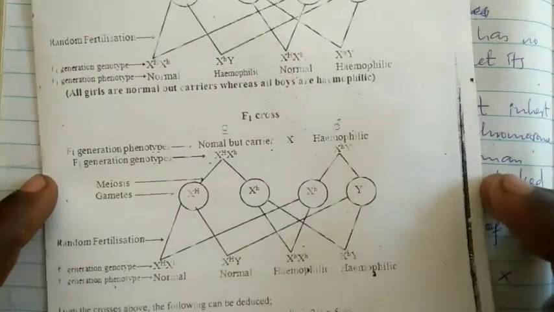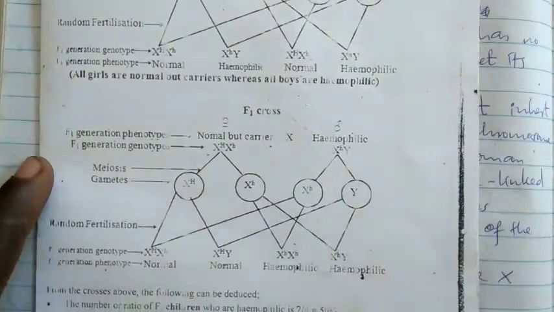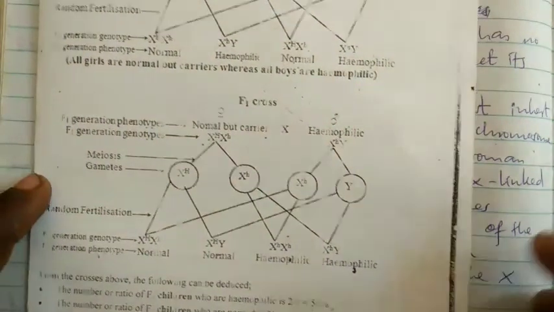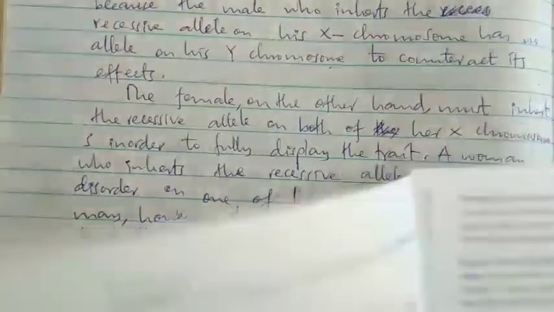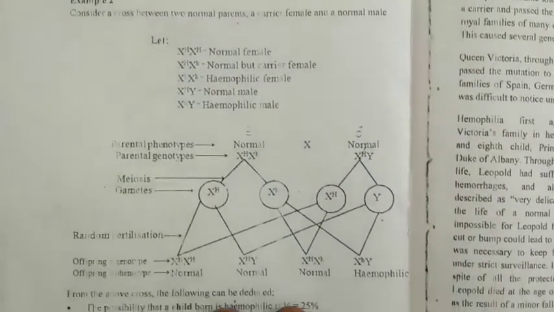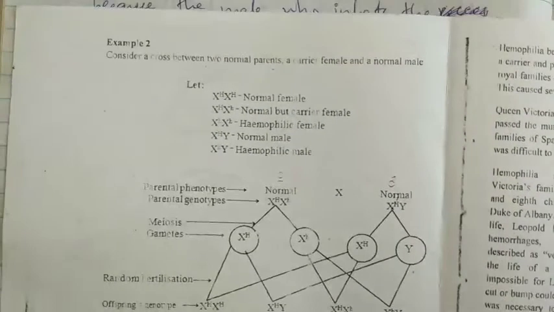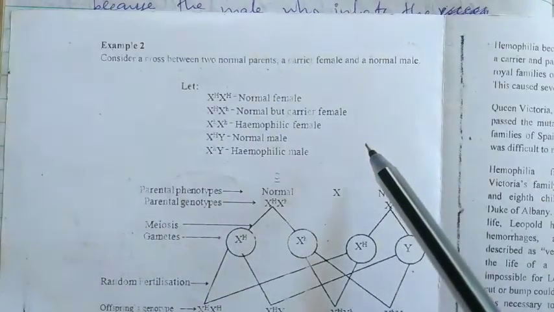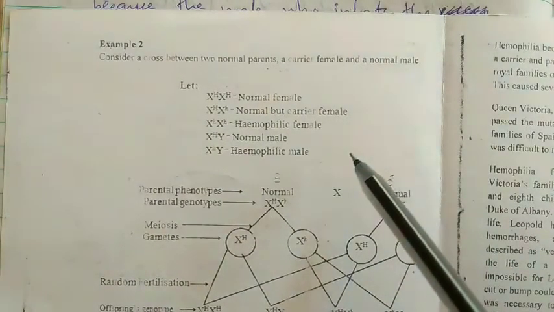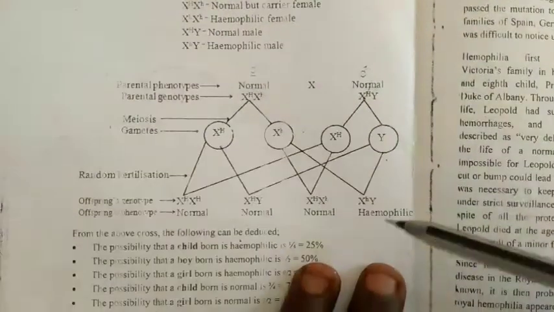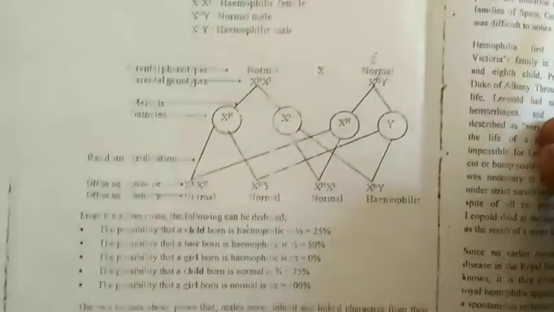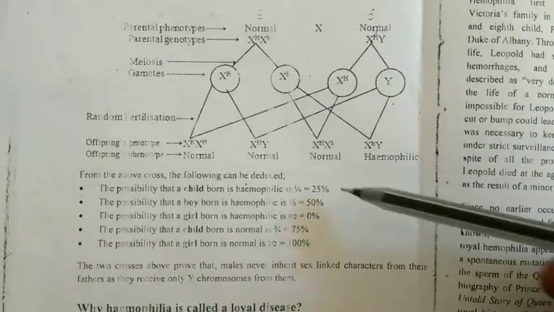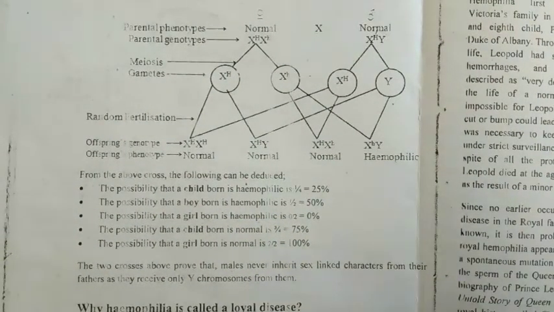From the cross above, the following can be deduced. The ratio of children who are hemophilic ni 2 ya 4 ambao ni 50%. For example 2, consider a cross between two normal parents, a carrier female na normal male. Carrier female na normal male tunapata mmoja ambaye ni hemophilic ambaye ni male. So possibility ya child kuwa hemophilic ni 1 ya 4 ambao ni 25%.